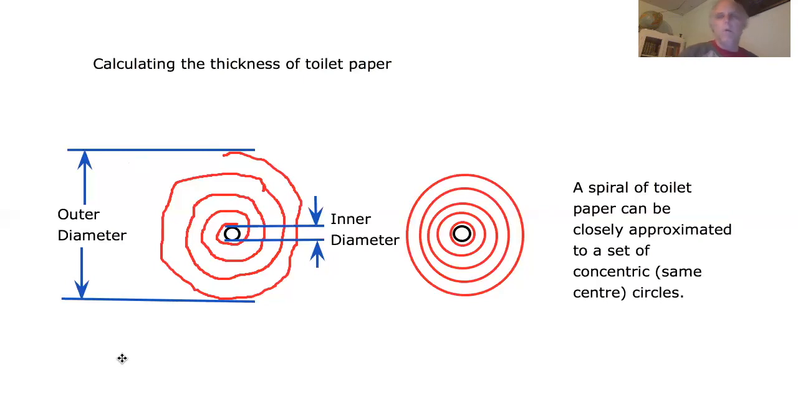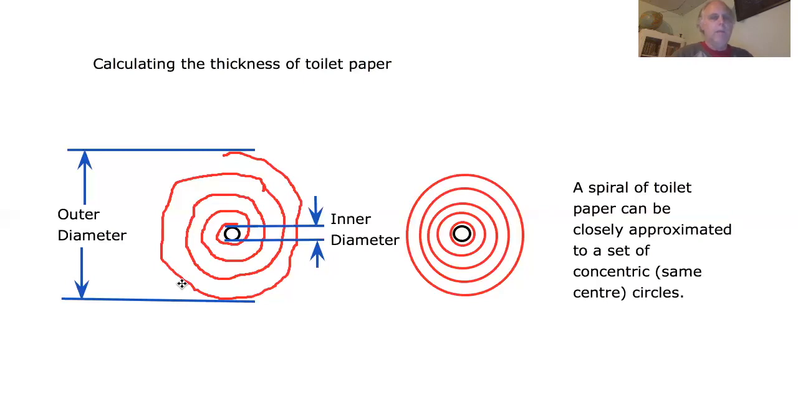So what I'm going to go over today is the mathematics behind calculating the thickness of toilet paper. And I've made a diagram here of a toilet paper roll. It's a spiral, of course, because the toilet paper is wound around the cardboard tube, creating a spiral.